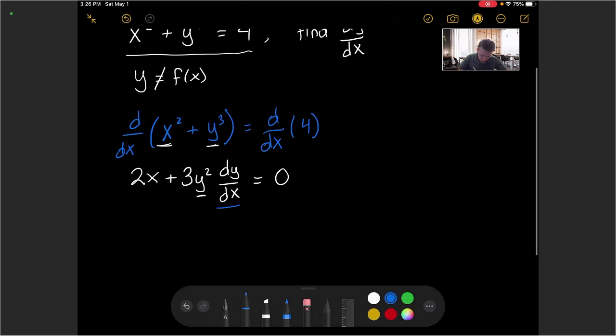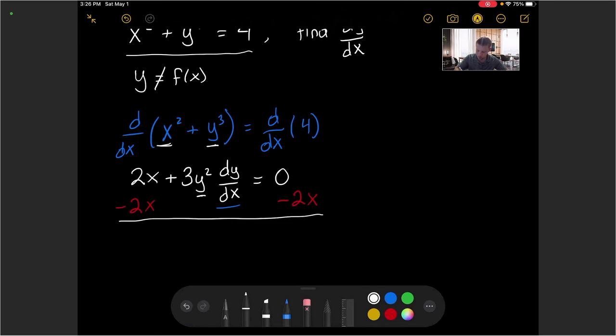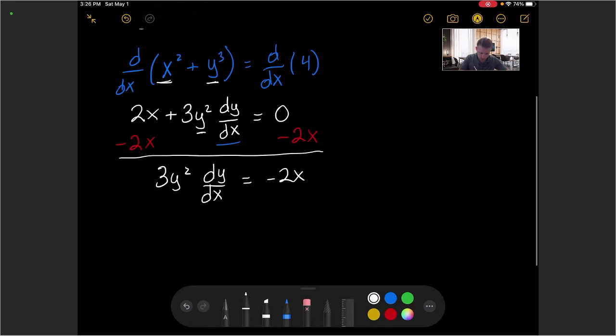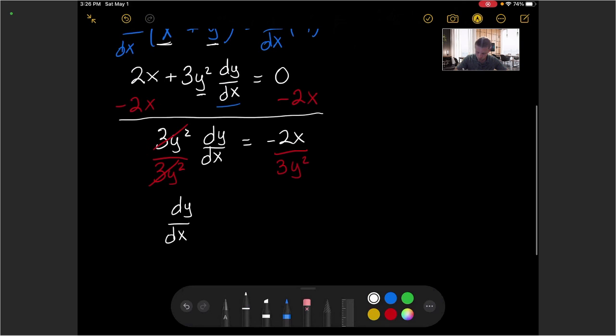So I can subtract 2x from both sides. I'll have 3y squared dy/dx is equal to negative 2x. And then, last but not least, I can divide both sides by 3y squared. And I'll have my dy/dx, the derivative of y with respect to x, is equal to negative 2x over 3y squared.